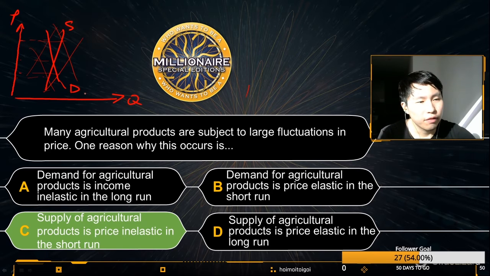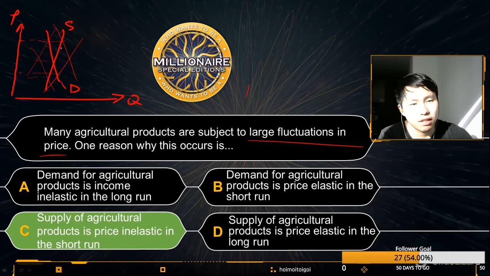So for goods that are inelastic, especially price inelastic for demand and supply, they would be subject to large fluctuations in price. And that's because of the diagram and how things work. Don't ask me.